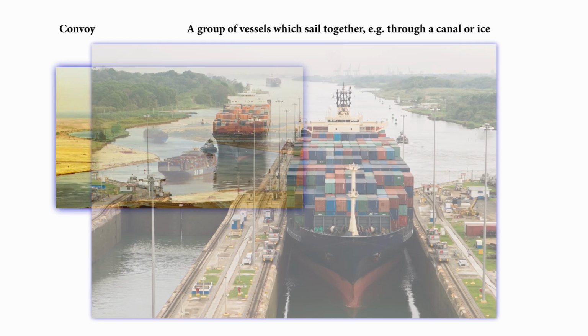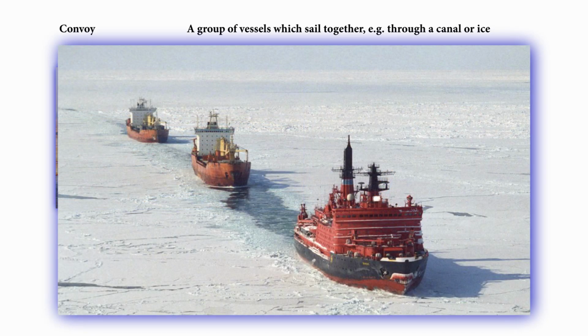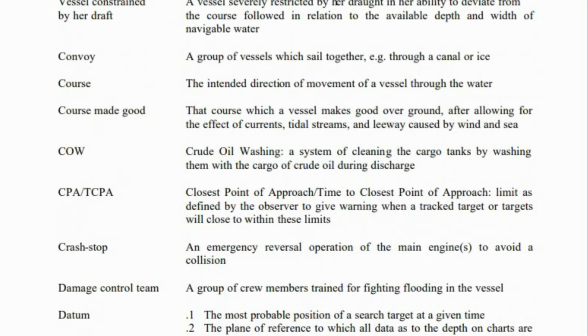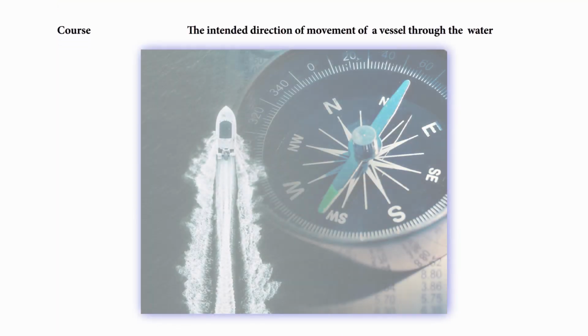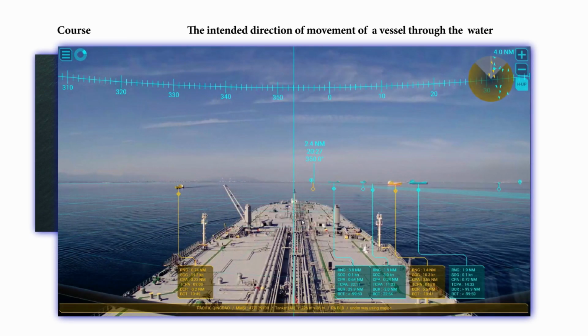Convoy means a group of vessels which sail together, for example, through a canal or ice. Course: the intended direction of movement of a vessel through the water.